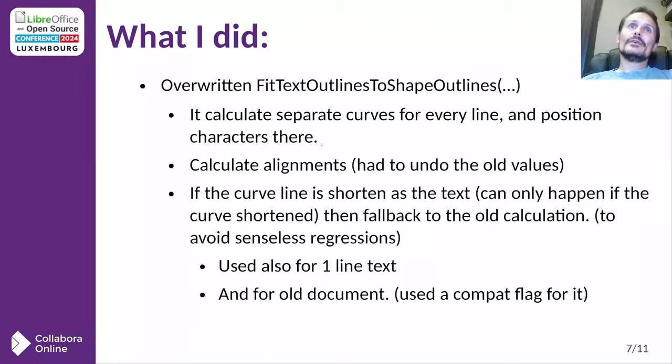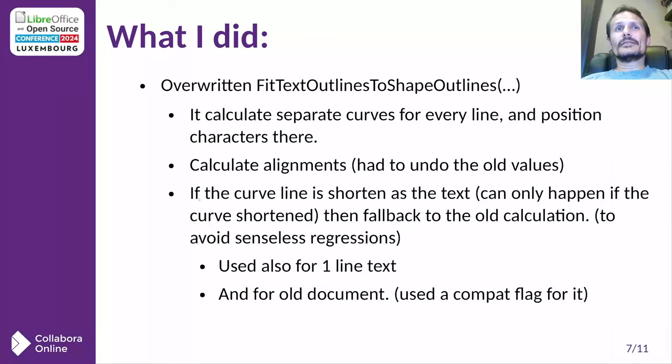So I had to undo the calculations in this function, and then I had to calculate my own alignment calculation. And I had to keep the old calculations as a fallback method. I also mentioned it. Well, I used the compact flag for all documents. I use it for one line text too, because it's almost the same. It's not totally the same, because maybe the alignment is different.